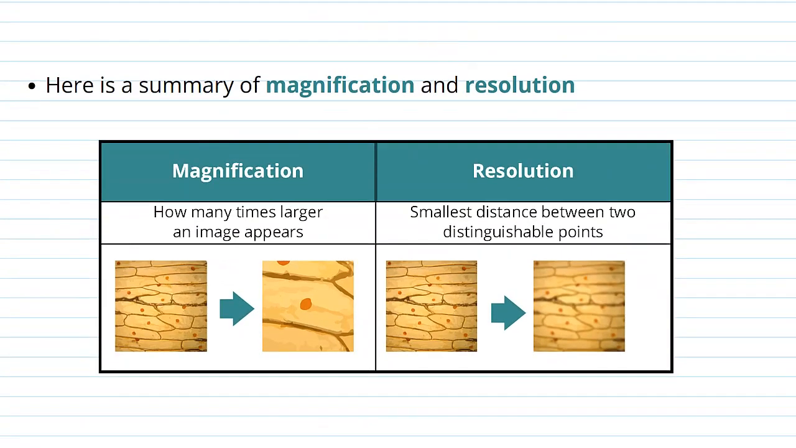So to summarise the difference between magnification and resolution, magnification is how many times larger an image appears compared to the real thing. And resolution is the smallest distance between two distinguishable points, and once they become one point, you've gone past the resolution's limit.